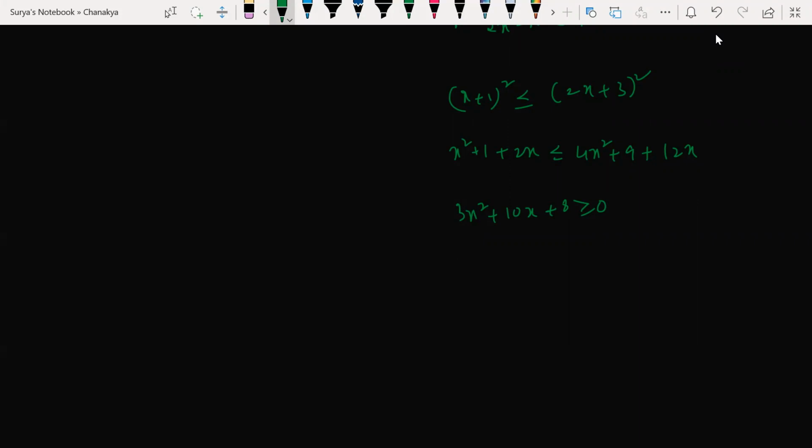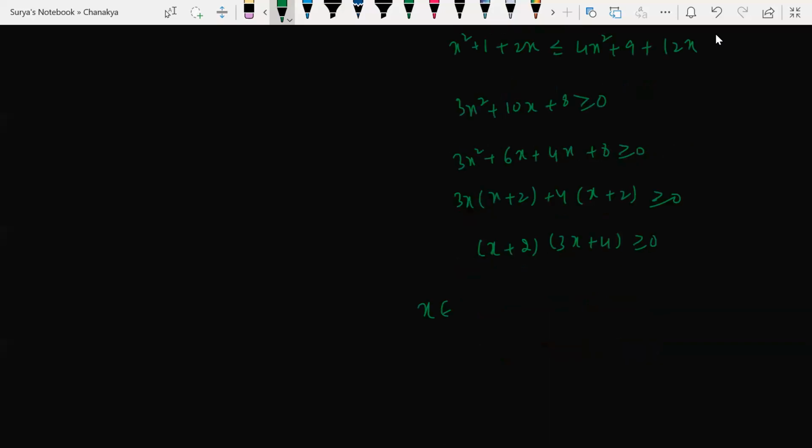So 3x² + 6x + 4x + 8 ≥ 0. Taking 3x common, we get x + 2. Taking 4 common, x + 2 ≥ 0. So (x + 2)(3x + 4) ≥ 0. Correct? So what is your domain going to be now? Therefore, x belongs to what, beta?